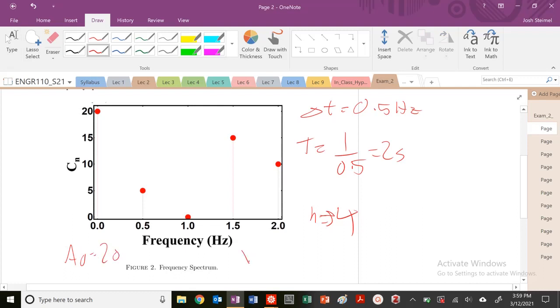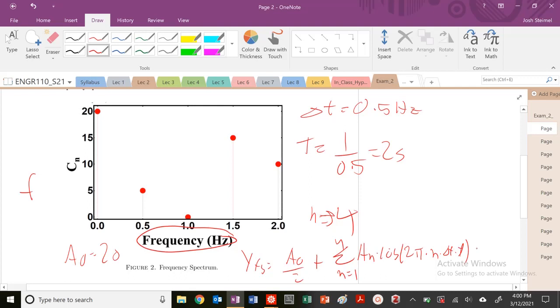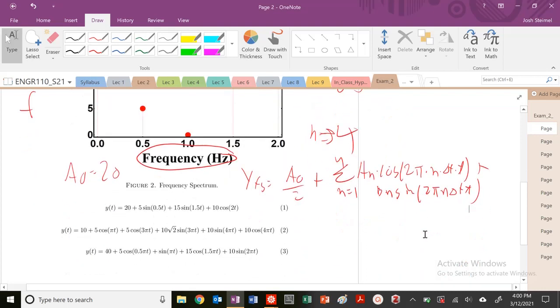And we know that the general function for my Fourier series is going to be A sub naught over 2 plus summation from n equals 1 to infinity. But in this case, there's only 4 harmonics, so it's not going to be infinity. It is going to be equal to 4 of A sub n times cosine of 2 pi. Now remember, this is in hertz, so this is f. So 2 pi times n times delta f times t plus b sub n sine of 2 pi n delta f t.